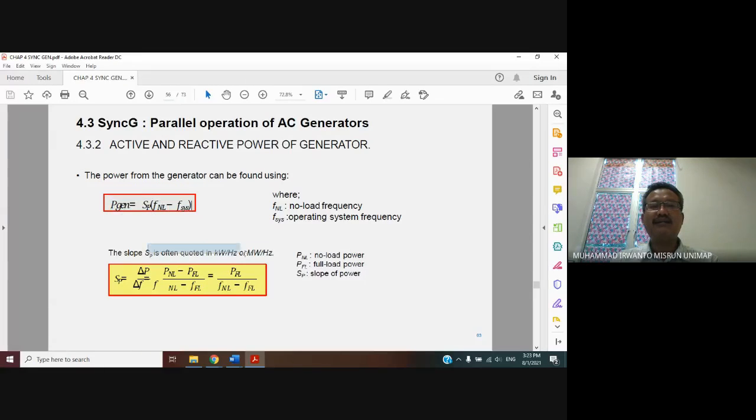If the unit of the power is in kilowatt and the frequency in hertz, the slope is given in the unit of kilowatt per hertz. If the power is written in megawatt, the unit of the slope is megawatt per hertz.